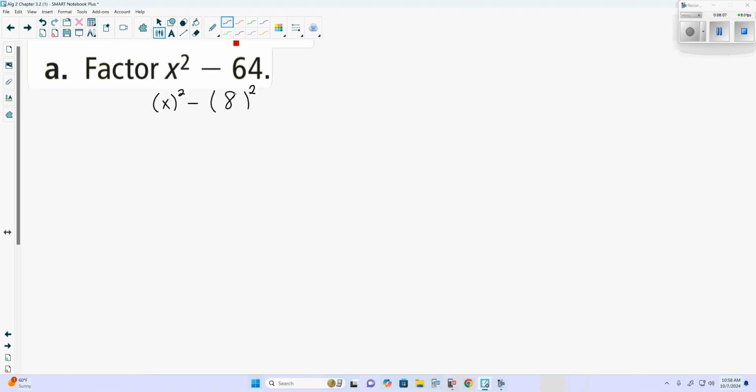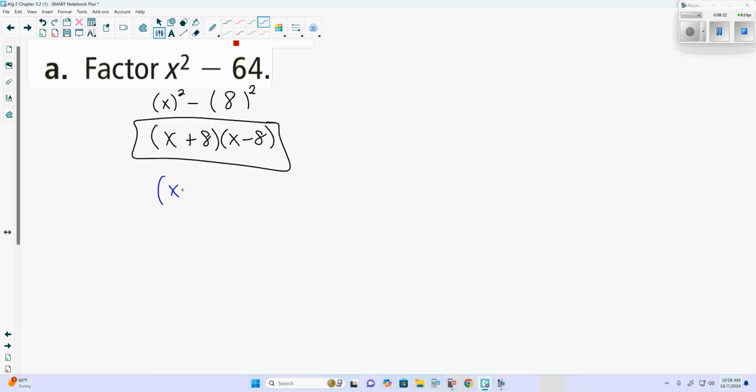One of the big giveaways is that the number in front of x squared is just 1, it's 1x squared. Now how would this factor? It would be x 8 times x 8. If we wanted to, we could say x minus 8 times x plus 8. Both of those are the same. Order for these two doesn't matter.